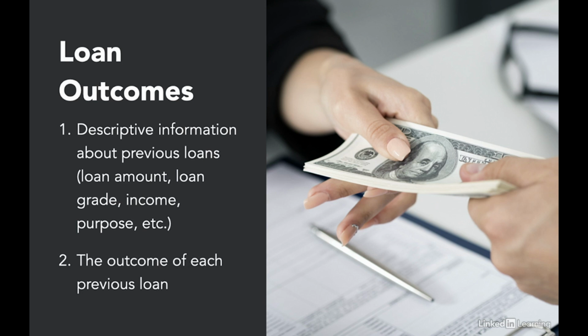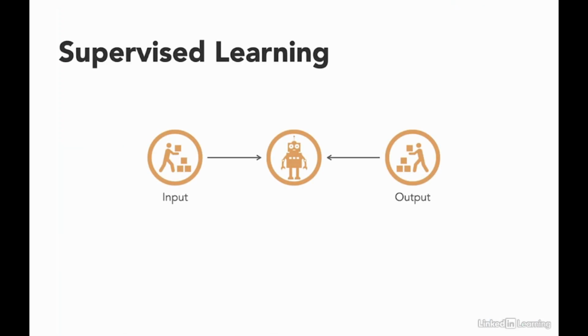The second type of information we have is the outcome of each previously issued loan. The outcome data is a label that tells us whether the borrower paid back the loan in full or whether the borrower defaulted on the loan. Before we can use a supervised machine learning model to predict the outcome of a new loan, we first have to train the model using historical loan data.